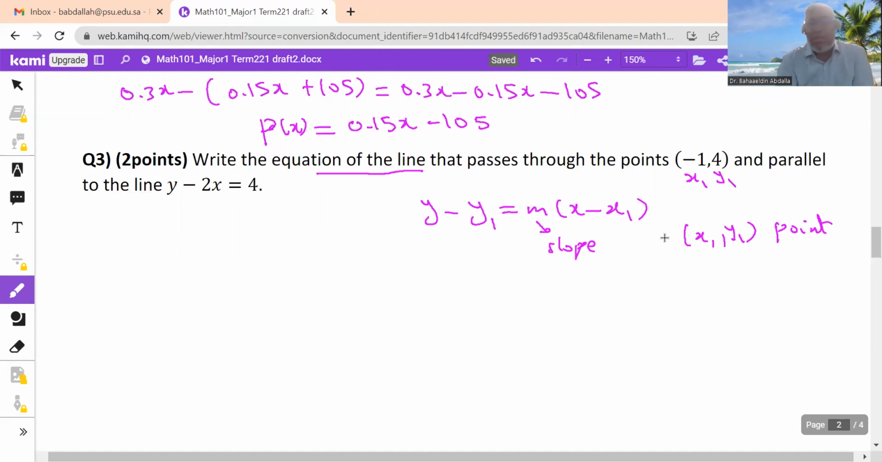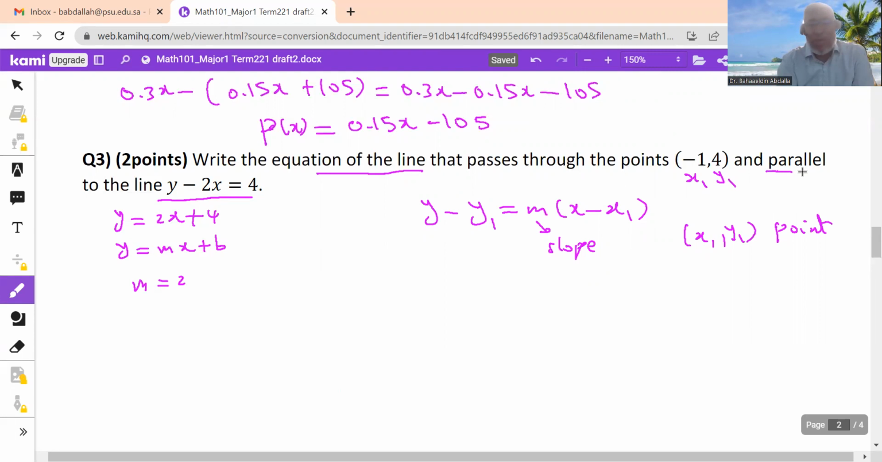And I can find the slope from the fact that our line is parallel to this line. Well, I need the slope of this line. To find it, I take 2x to the other side and solve for y. Once you write it in this form, the famous form y equals mx plus b, the coefficient of x is the slope. So the slope is 2.